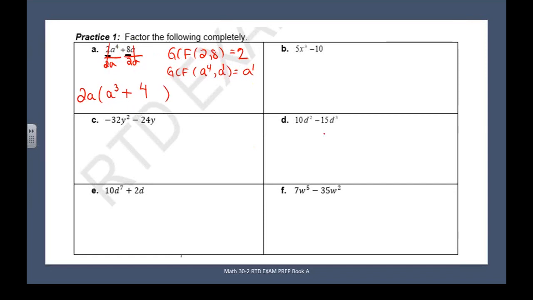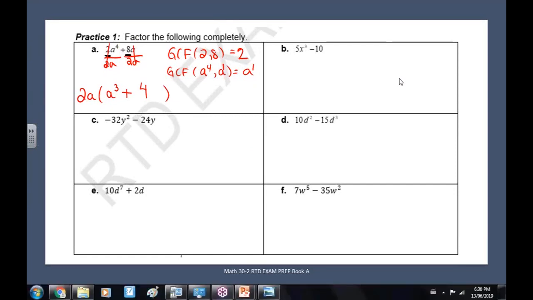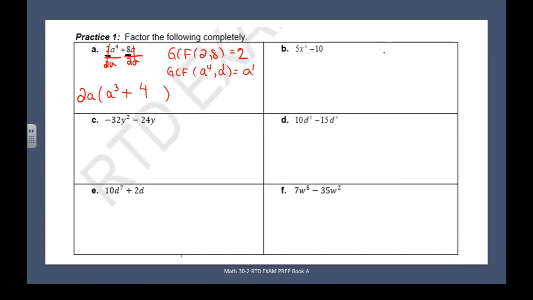Okay, let me know in the chat box how we're doing. Is this making sense to you guys? Factoring with greatest common factor. Just let me know how you're doing, and I'll go on to the next one here. Good, excellent. Okay, let's look at the next one.